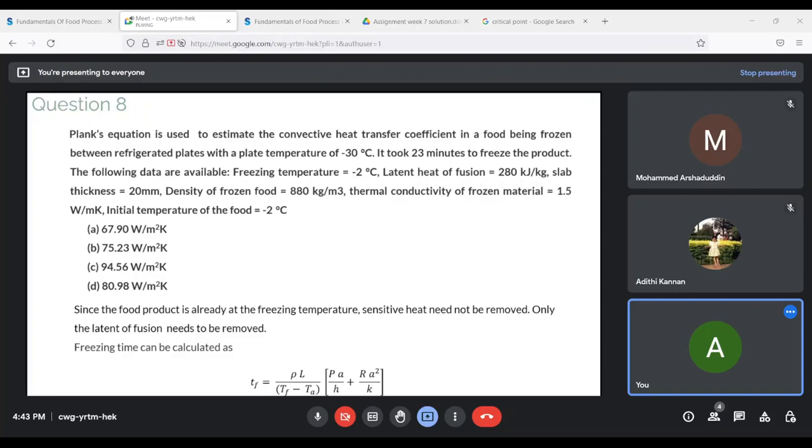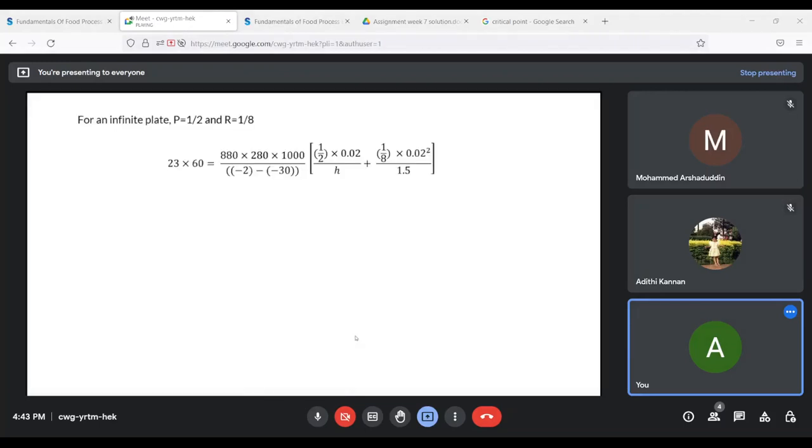So you can just directly assume if you do not have any information regarding the moisture content of the food. So when you substitute the values, for an infinite slab and for an infinite plate, your P is equal to half and R is equal to 1 by 8. Whereas in case of an infinite cylinder and a sphere, you will have different P and R's that is discussed in the lecture videos. So for an infinite plate, P is equal to half and R is equal to 1 by 8. So we are substituting the values here.